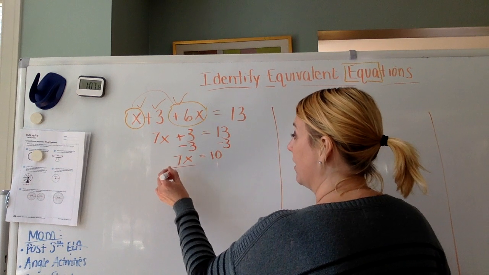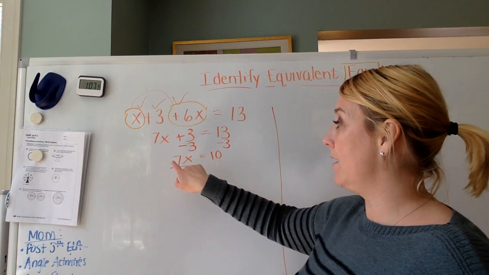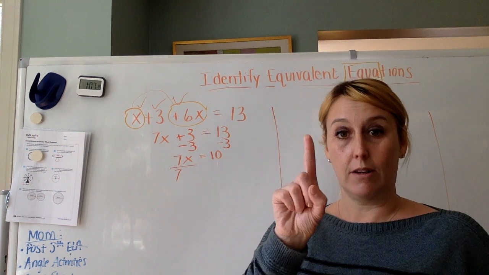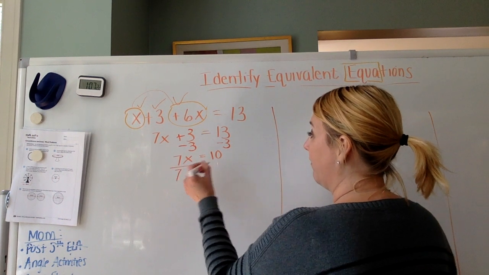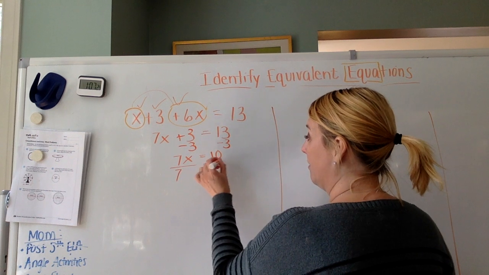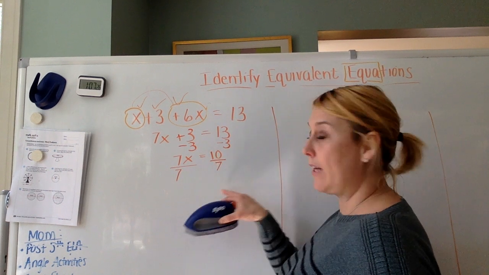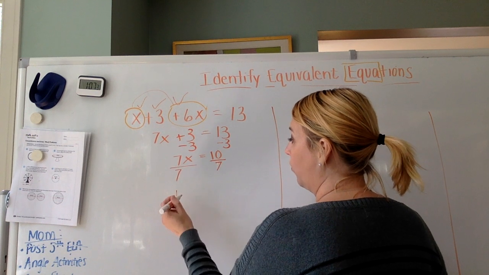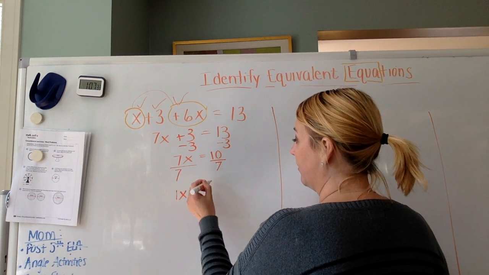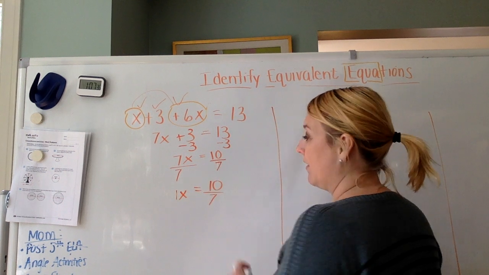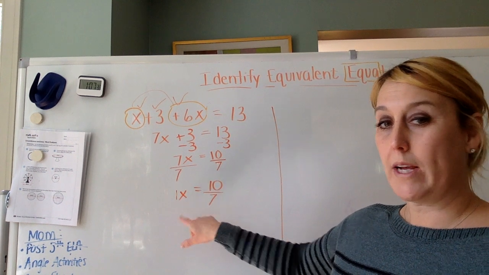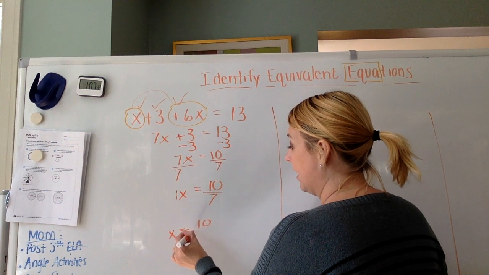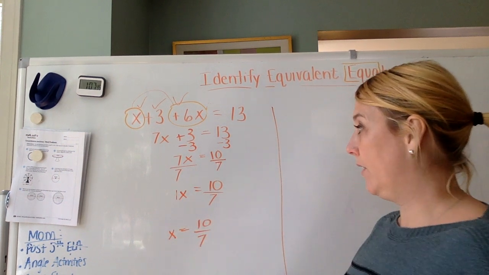Division. So if I divide 7 by 7, what am I going to get? 1, right? So if I divide this side by 7, I need to divide the right side by 7. So 7 divided by 7 is 1. 1 what? Well, 1x equals 10 sevenths. And in algebra, we don't write it as 1x. We would say x equals 10 sevenths.